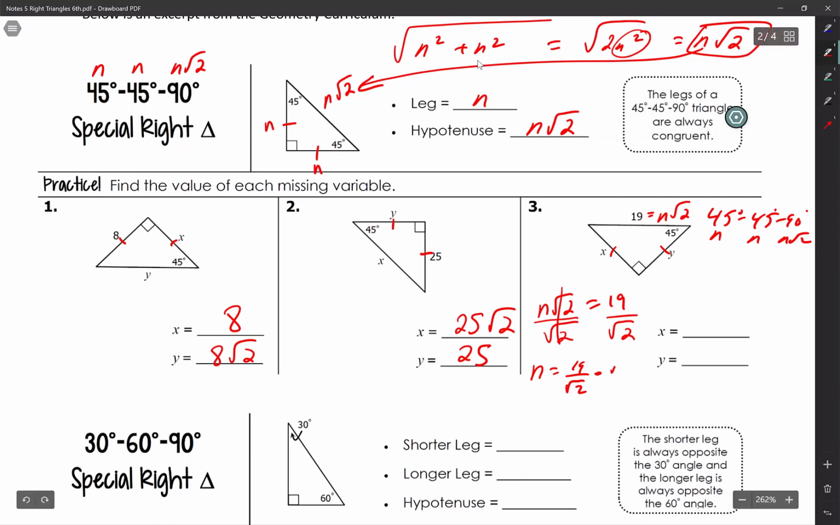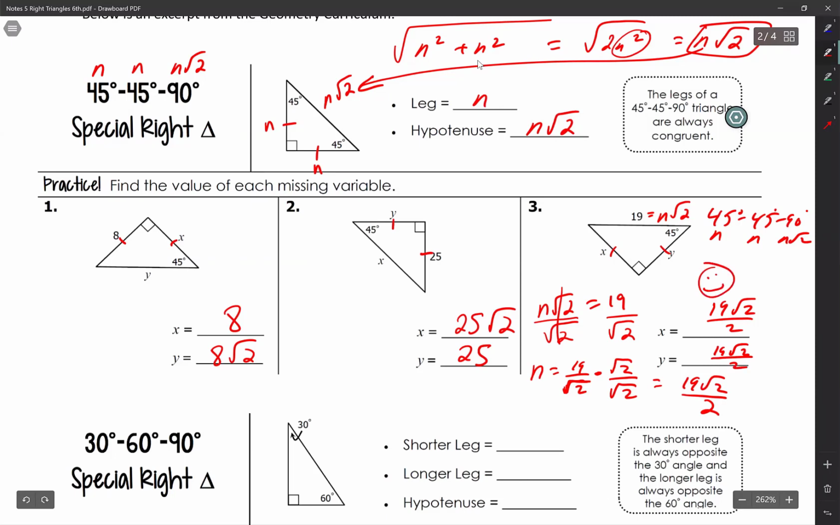So multiply it by 1, and the number that you're going to multiply it by is square root of 2 over square root of 2. Whatever square root number you have down there, that's what you're going to multiply by, and you get 19 square root of 2 over 2, and that has to be what x and y are. 19 square root of 2 over 2. 19 square root of 2 over 2. And there it is, guys.